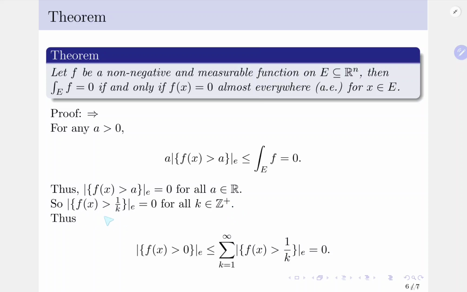After we write this, we can easily see that the measure of the set where f is larger than 0 will be smaller than or equal to the sum from k equals 1 to infinity of the measure of the set where f is larger than 1 over k. So we easily see that this will be equal to 0. So the measure of the set where f is larger than 0 is 0. And because of that, and also because we let f be a non-negative function, we can easily prove that f equals 0 almost everywhere if the Lebesgue integral of f on E is equal to 0. And this ends our proof.